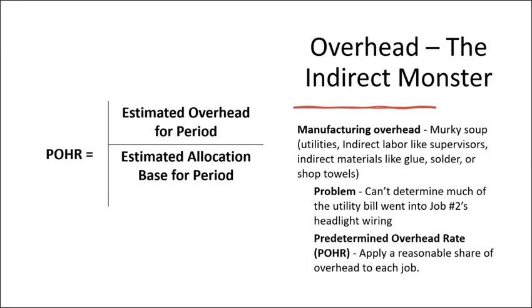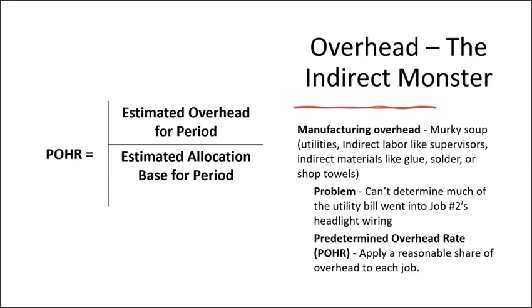Manufacturing overhead is a murky soup of utilities, indirect labor like supervisor salaries, and indirect materials, those insignificant things that are too difficult to track, like glue, solder, shop towels, all the stuff needed to make the product but can't be easily, conveniently, and accurately traced to the product, or just doesn't make economic sense to do so. For example, you can't determine how much of a utility bill went into job 2's headlight wiring. Plus, utility bills change throughout the year. Should similar bikes be more expensive in winter because of the high plant utility bills?